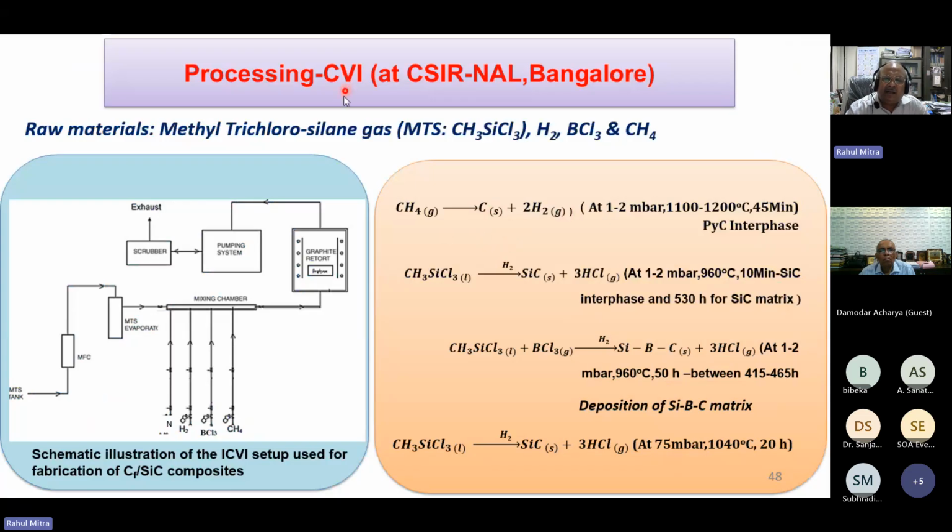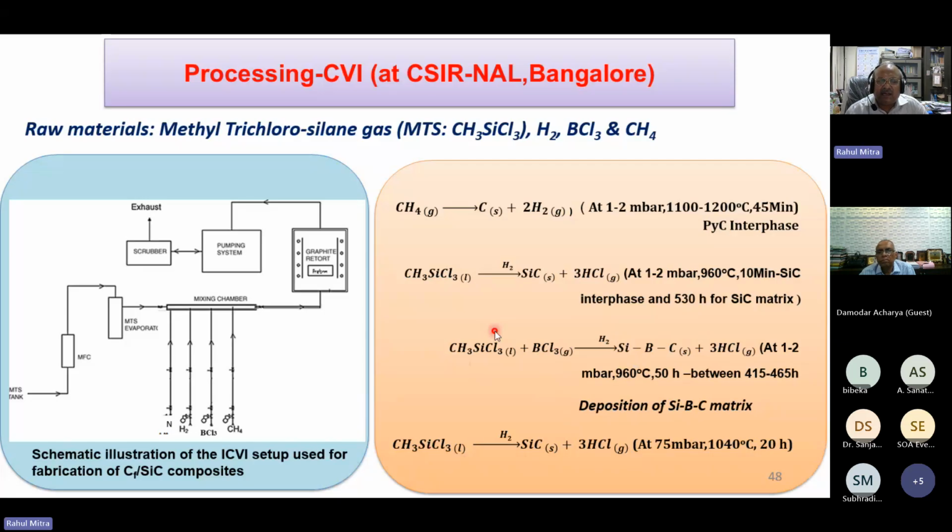Basically, in chemical vapor infiltration, gases like methyltrichlorosilane, hydrogen, boron trichloride, and methane are introduced, and there is an in situ reaction where carbon and silicon carbide are formed in situ. So we get SiC, and silicon boron carbon can be deposited by a reaction between methyltrichlorosilane and BCl3. Similarly, methyltrichlorosilane reacts with hydrogen to form silicon carbide. So basically, the silicon carbide matrix is deposited in situ. The SiBC matrix is also deposited in situ at high temperature inside a reactor, the CVI reactor.